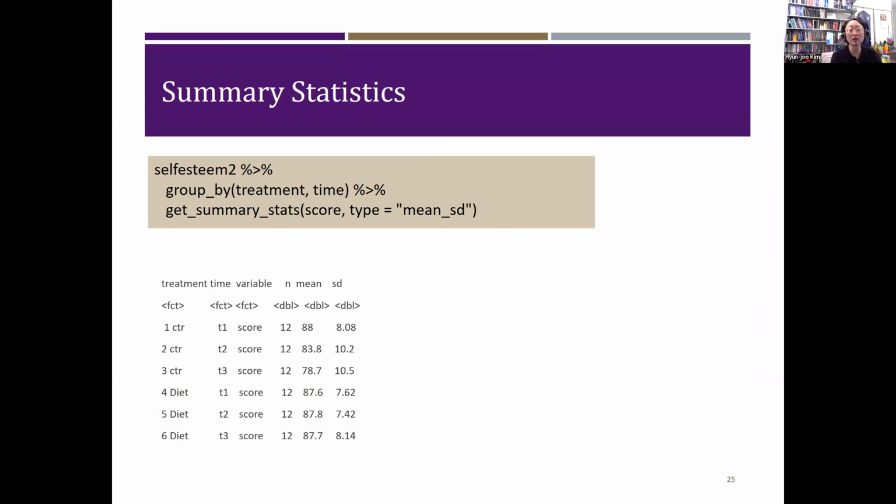Summary statistics are computed by using the get_summary_stats function in the rstatix package. For the different factors, treatment and time, this function will return the sample size, mean, and standard deviation of the self-esteem scores. Right here, the summary stats of self-esteem scores are organized for 6 different factor combinations: control T1, control T2, control T3, diet T1, diet T2, and diet T3.